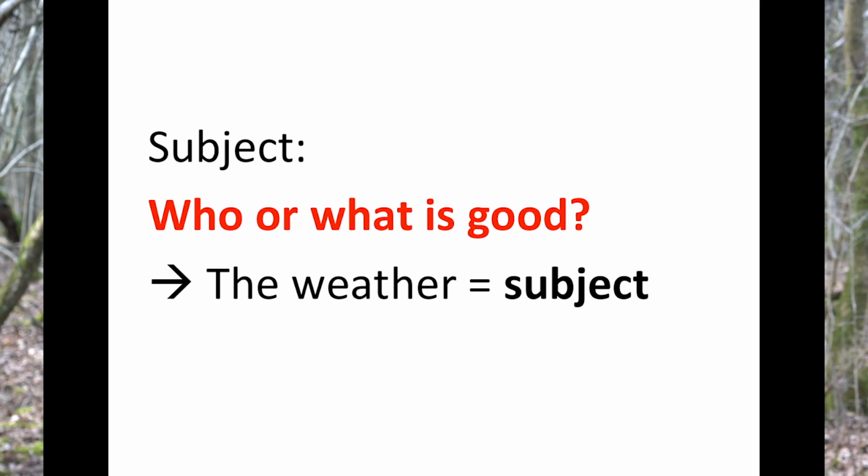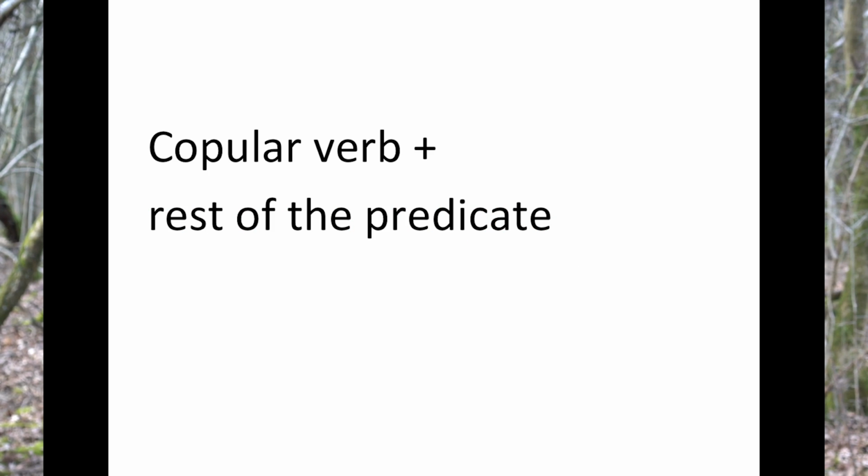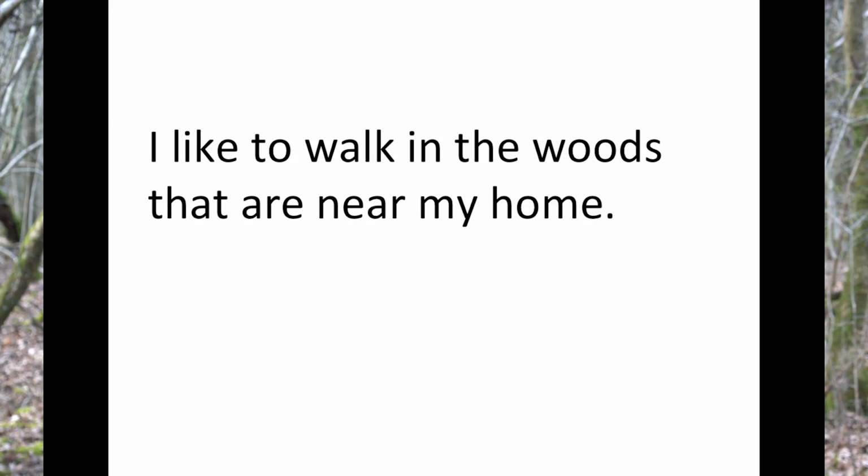Is, the weather is good. Who or what is good? The weather. So the answer to this question, who or what verb, gives us a subject. Who or what is good? The weather. The weather is the subject. Now this is a copular verb, so it doesn't have a direct object. It just appears with the predicate, and there can be all sorts of things in the predicate. In this case, it's an adjective, good. So we'll just move on and have a look at the other elements.